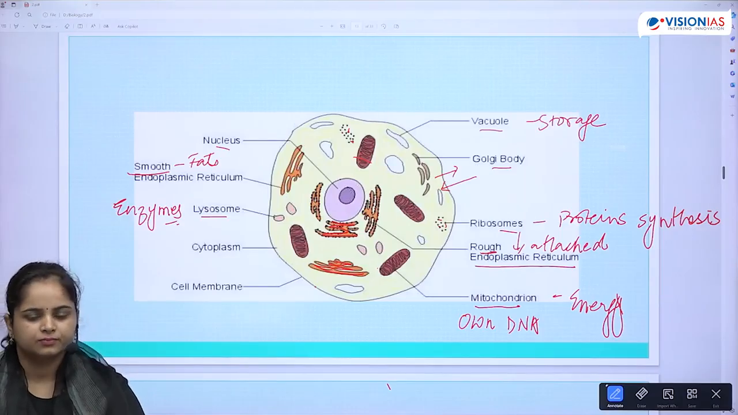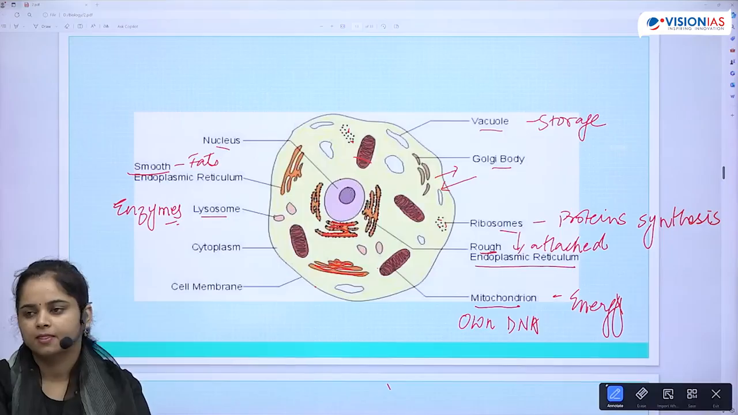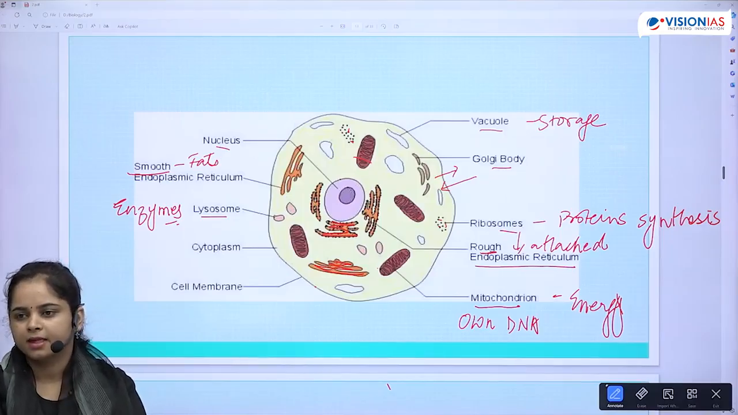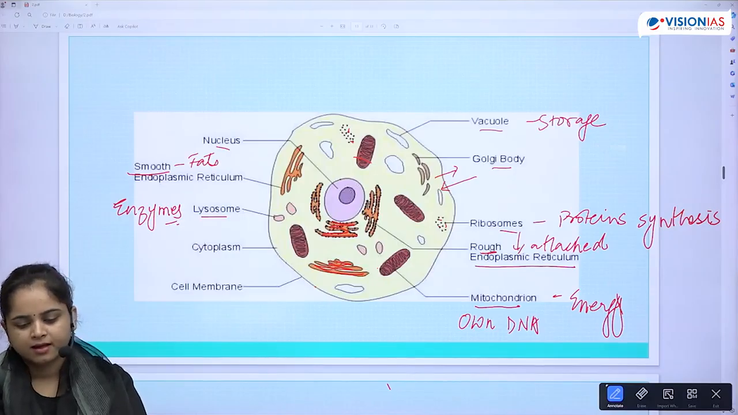Then ribosomes. It is the site for protein synthesis in the cell. It can be present freely or attached to the endoplasmic reticulum.